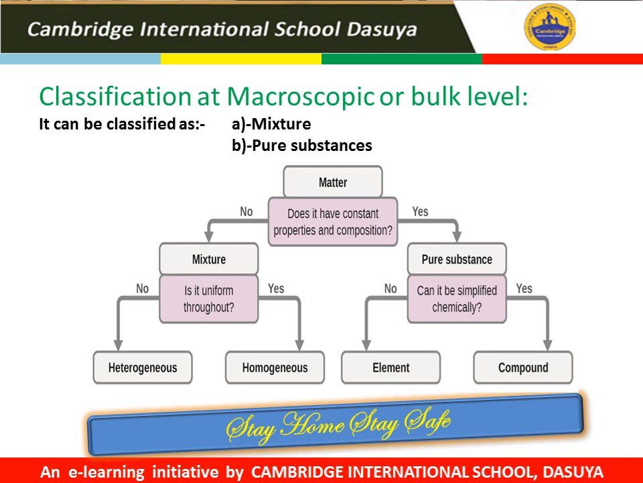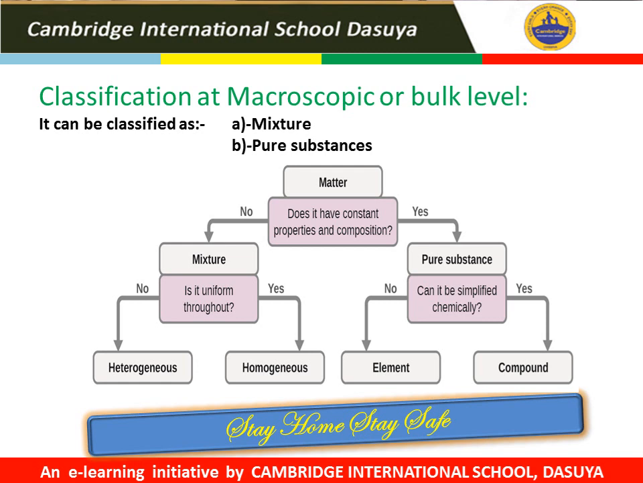Now look at the figure given here. Matter, if it has constant composition, then we get a pure substance. If it doesn't have constant composition, then we get a mixture. So the question is, does it have constant properties and composition? If it doesn't, that means it has variable composition and properties, then it must be a mixture.